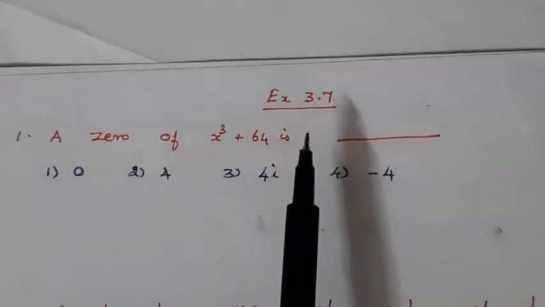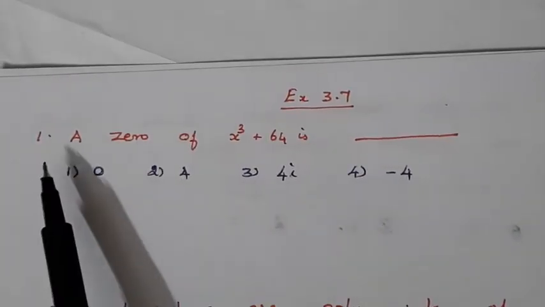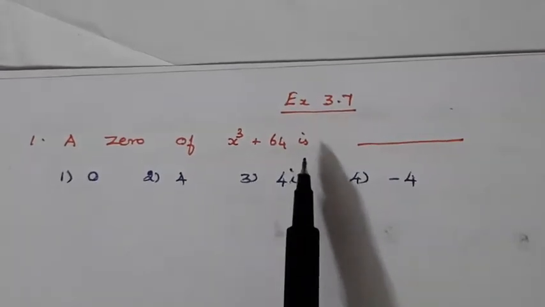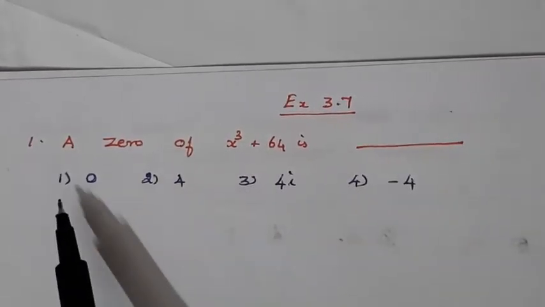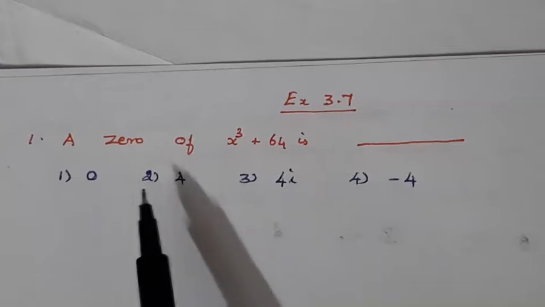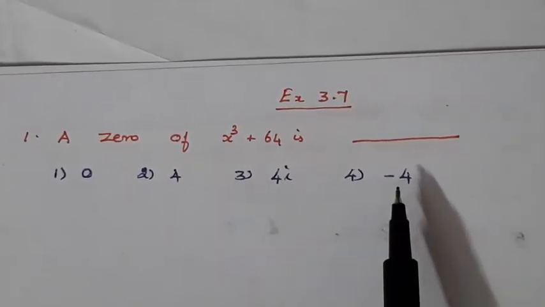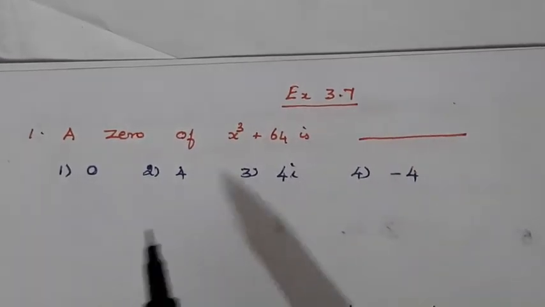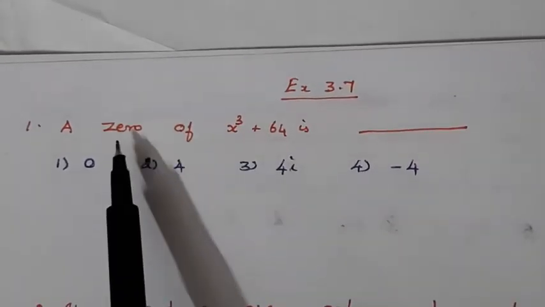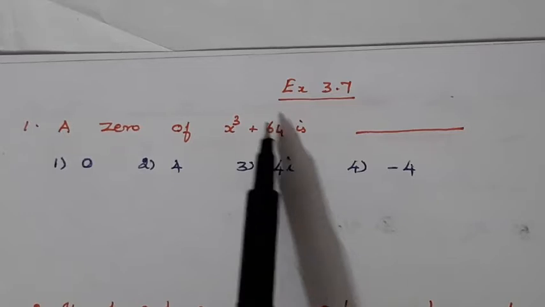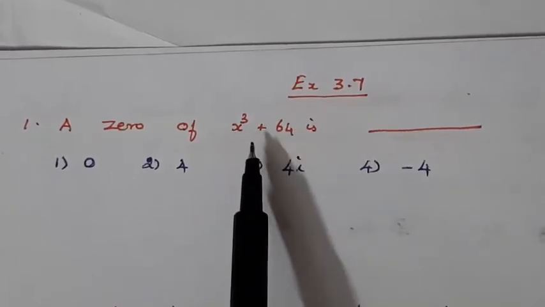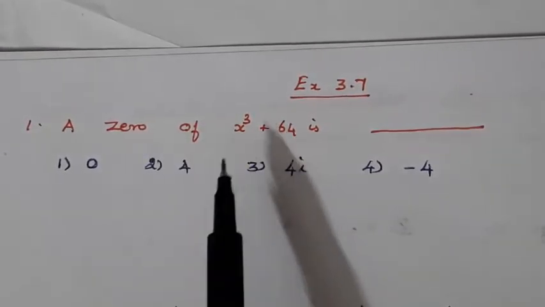Exercise 3.7. The first question is: a zero of x cube plus 64 is dash, and the options are 1, 0; second option is 4; third option is 4i; and fourth option is minus 4. Okay, so what do you mean by a zero? The value of x which makes this polynomial 0. That is called a zero of this polynomial, right?